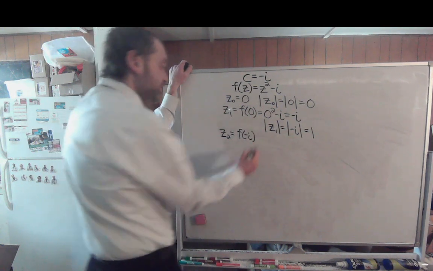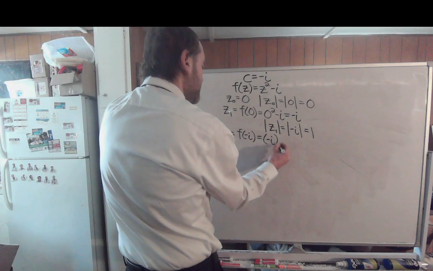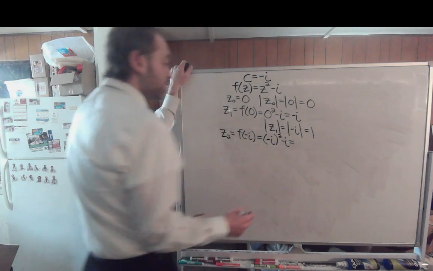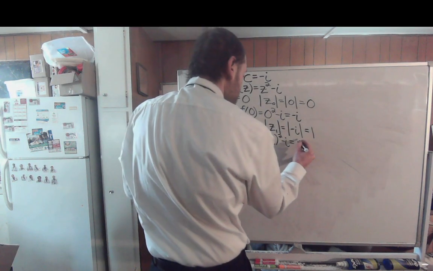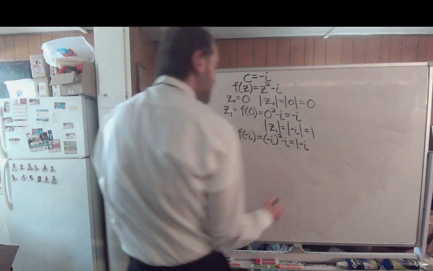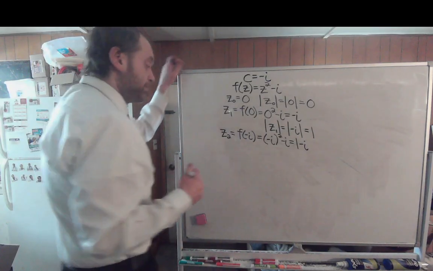That's f of negative i, so you'll put in that negative i raised to the second power minus i. What is negative i to the second power? That would be positive 1. So that would be 1 minus i. That's your z sub 2, 1 minus i.